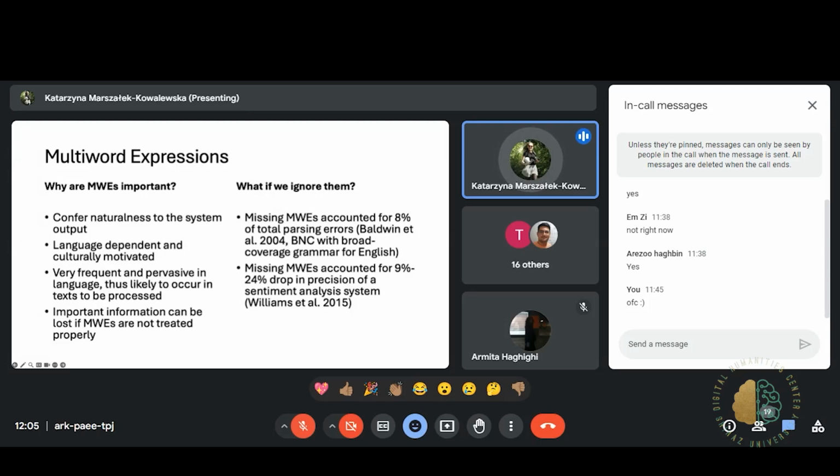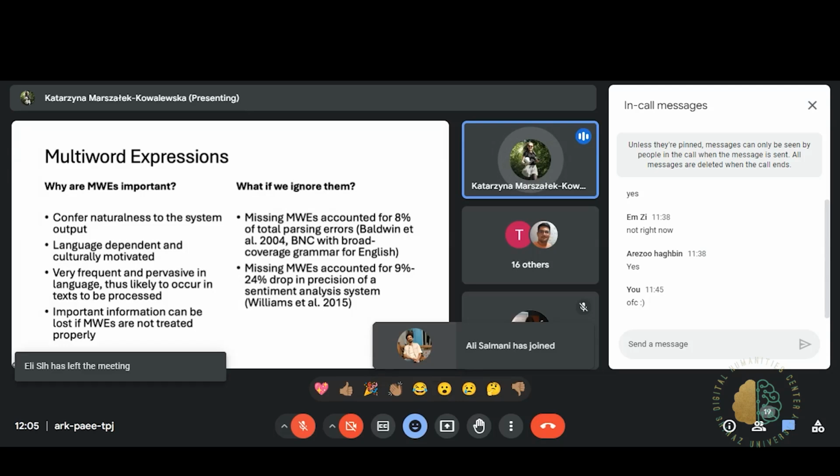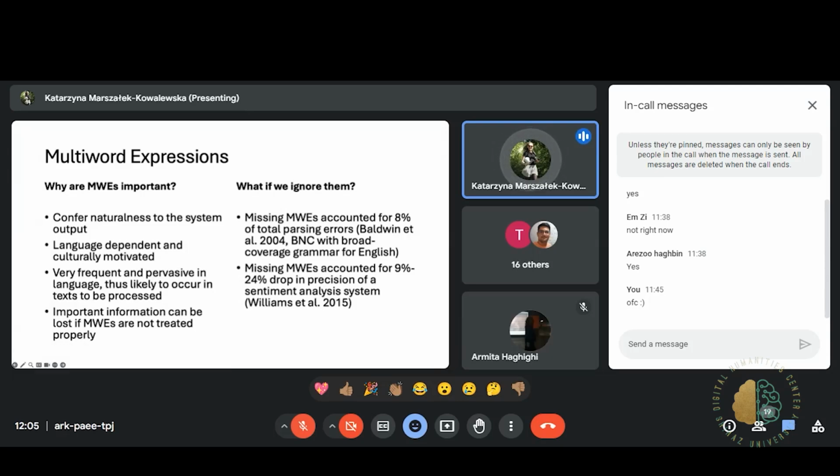So why are they important? Well, first of all, because they are so frequent, right? Because they are frequent, they really confer naturalness to our system output. So that's why it is important also to address them in our NLP pipeline. They are also language dependent and culturally motivated. Different idioms, different proverbs are really language specific. And finally, a lot of important information can be lost if we do not treat multi-word expressions properly in our pipeline.